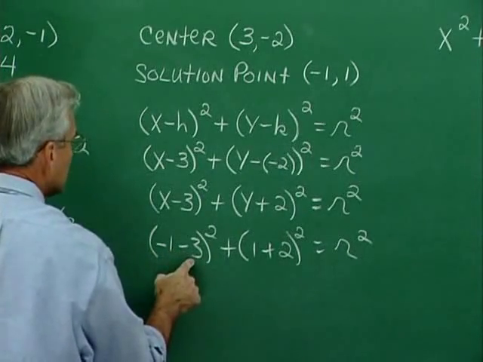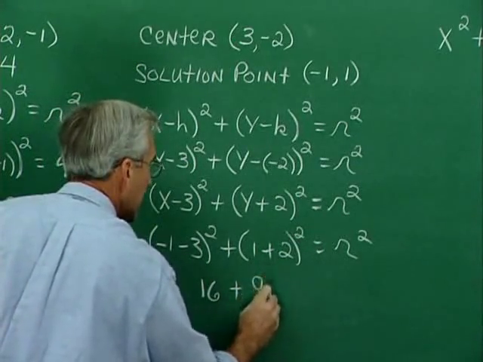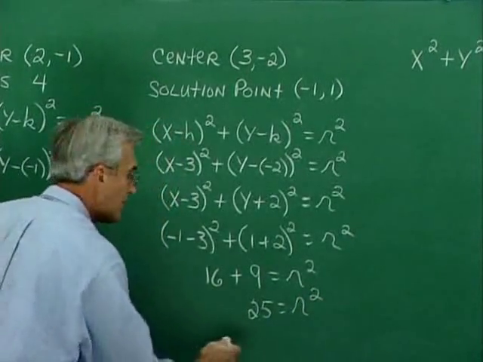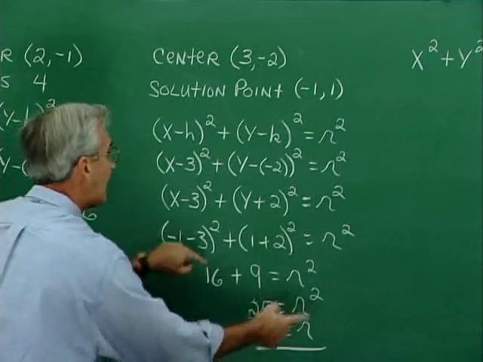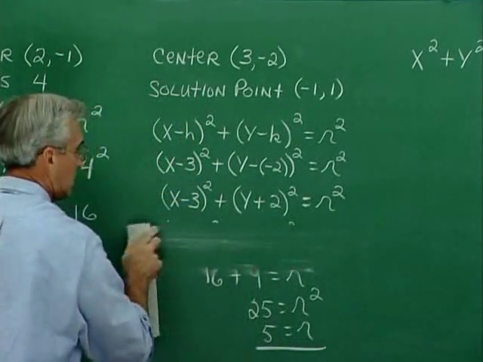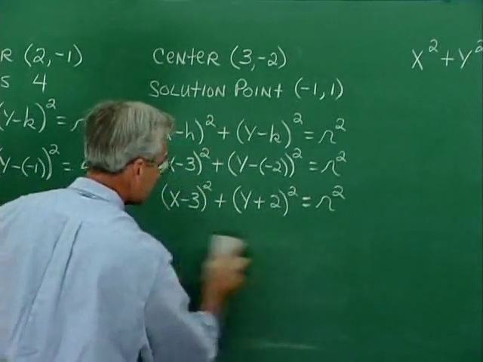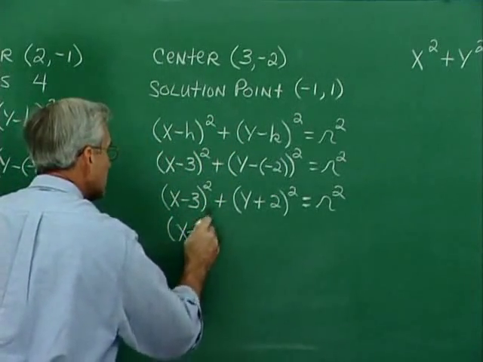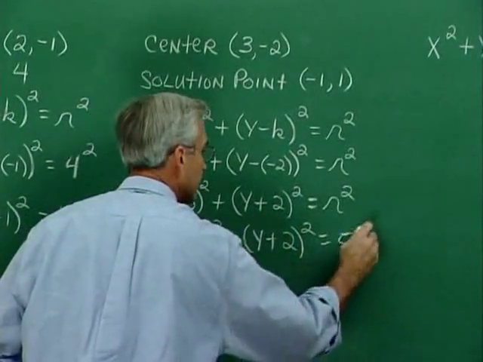All right, -1 minus 3, that's -4 squared is 16. 1 plus 2 is 3 squared is 9, is r squared, so 25 is r squared. R then is going to be 5. Now, if r is 5, we can put that information back into this form of our equation, and we've got the equation that we're looking for. And it's complete. I'm erasing this because I'm going to come down here with some more stuff in a second. But we have x minus 3 squared plus y plus 2 squared is 5 squared.